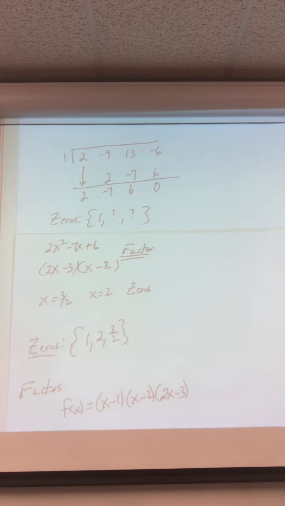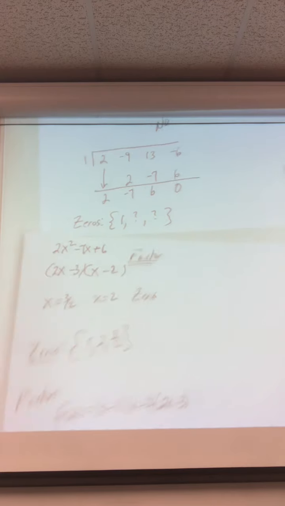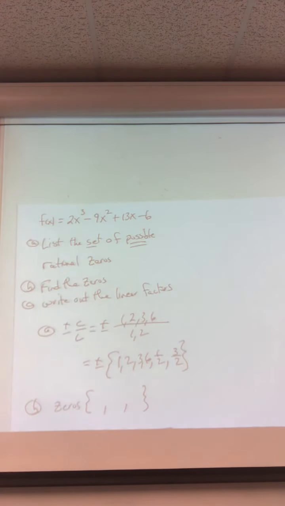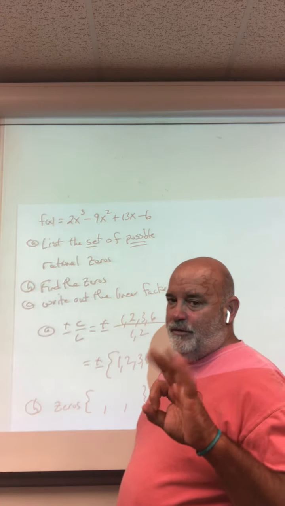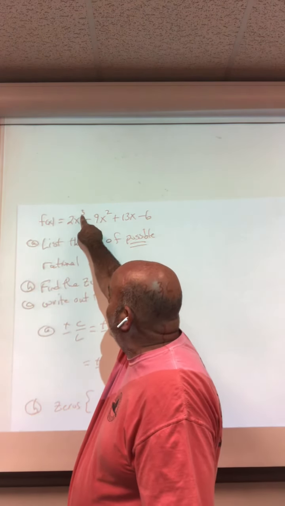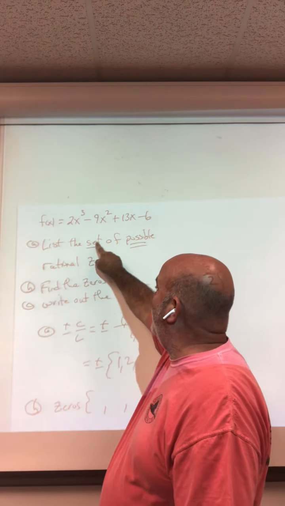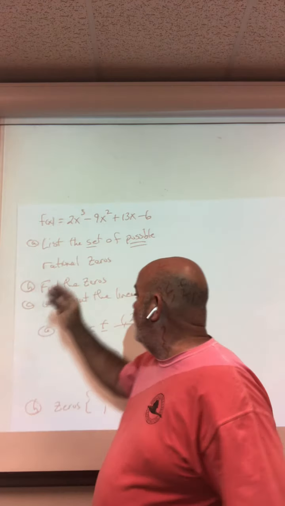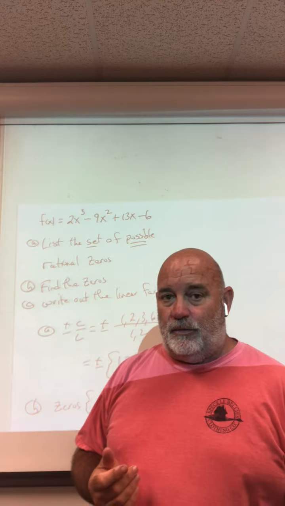All right, now let me go over this one problem, and this will close out this video. The last 3 or 4 problems in your homework were something like this. What we're doing in this particular problem is 3 things. There's an A, B, and a C part. First, we've got a 3rd degree polynomial. The first thing we want to do is list the set of possible rational zeros. So we're listing our suspects, if you will.